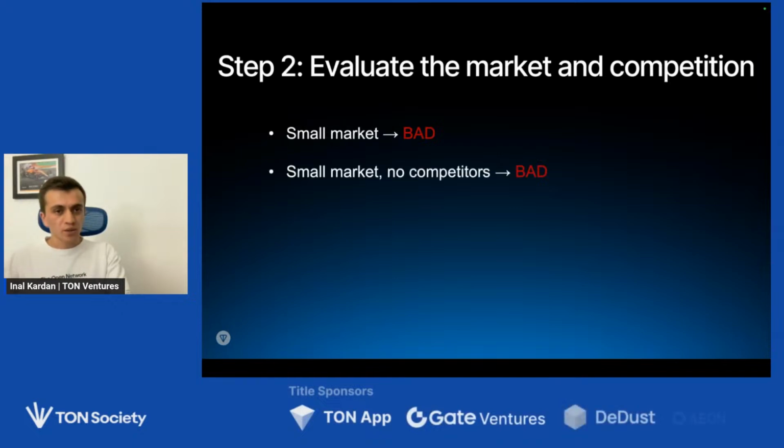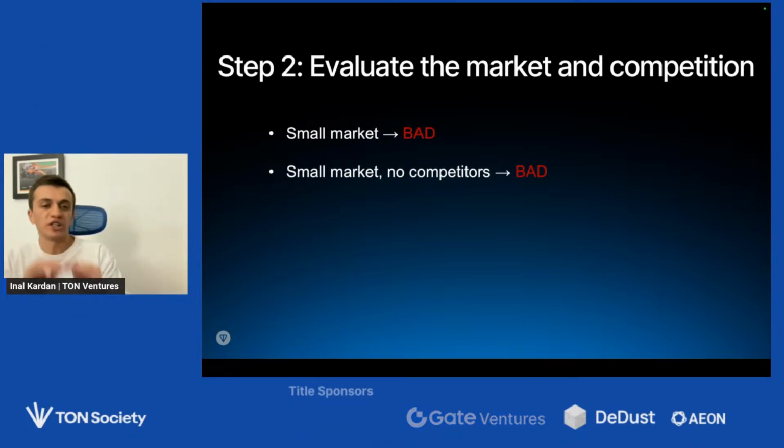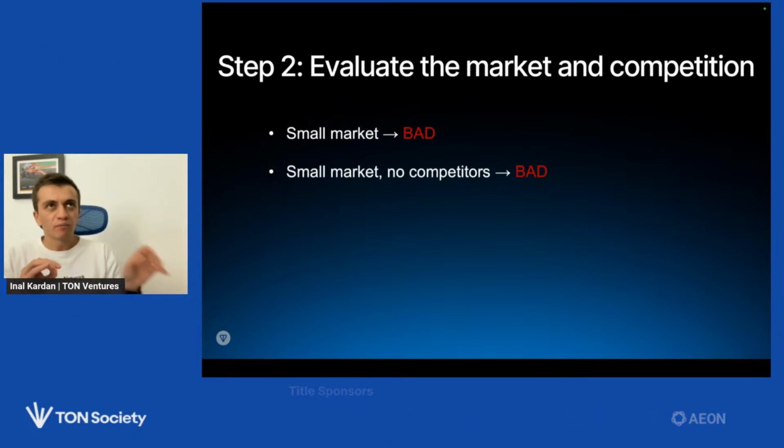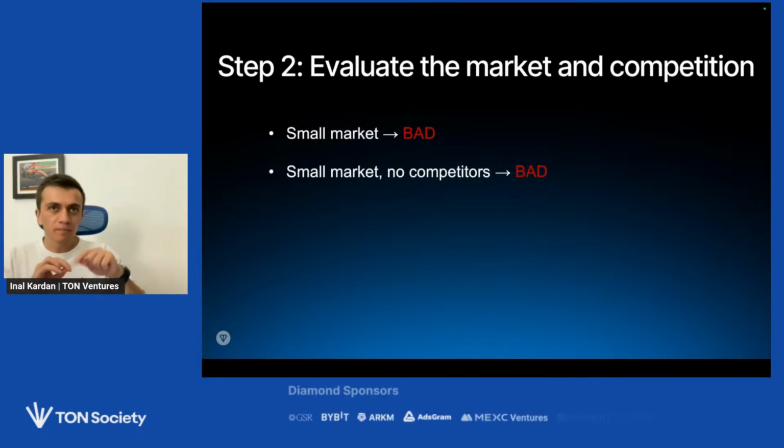There's another case where the market is small and there are no competitors at all. This is also bad. I mean, the first case, just a small market, is bad, and it doesn't matter whether there are other competitors or not. If there are no competitors, it's even worse. It means that probably the market is so small that it is not interesting for anybody, or it means that people are trying to build a product where there is no market at all. Either it's too small or there is no market if there are no competitors.